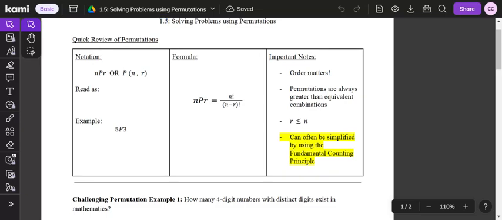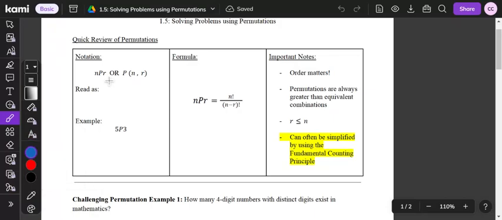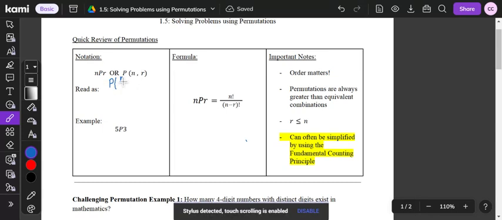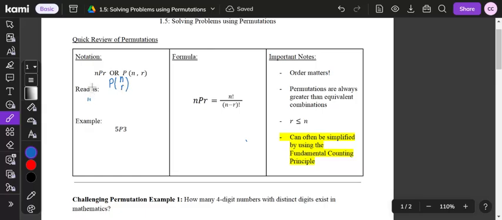So first off, how do we write them? You can write them in three different ways, just like the last one. I'm sorry, I only listed two, but there is a third way. You could write it as nPr. You could write it as P with parentheses n comma r, or you could write it as P with parentheses and then n on top, r on the bottom, like that. All of those are saying the same thing. We read it as n permute r.